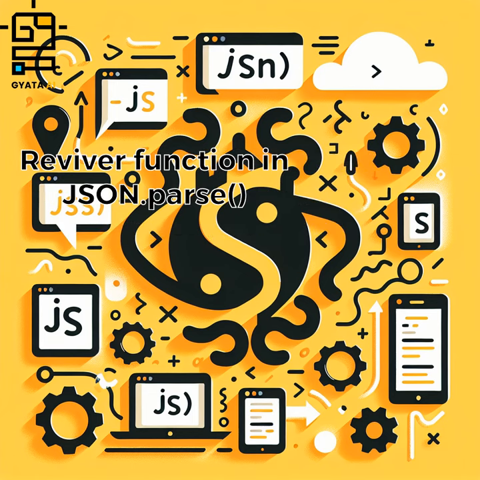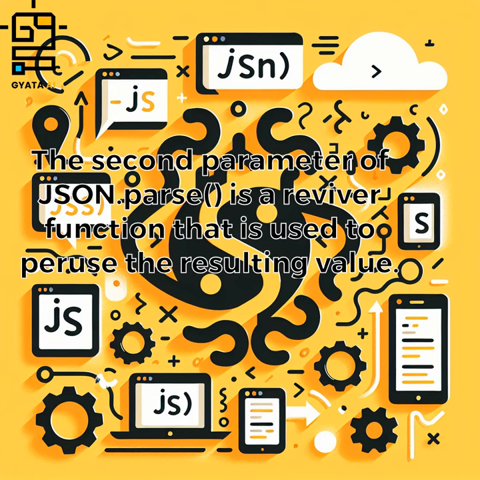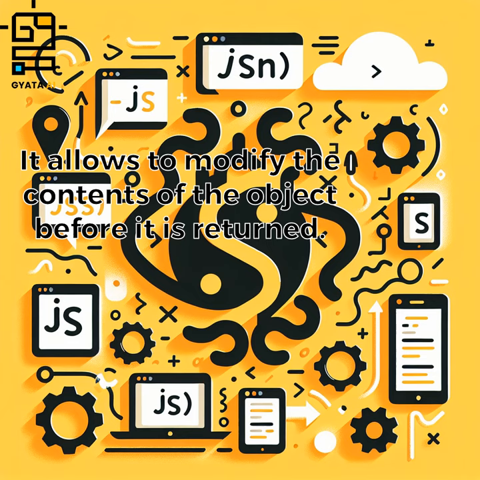Reviver function in JSON.parse. The second parameter of JSON.parse is a reviver function that is used to peruse the resulting value. It allows you to modify the contents of the object before it is returned.